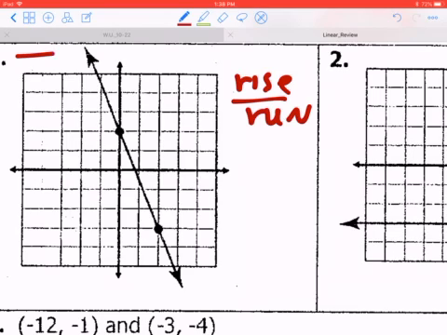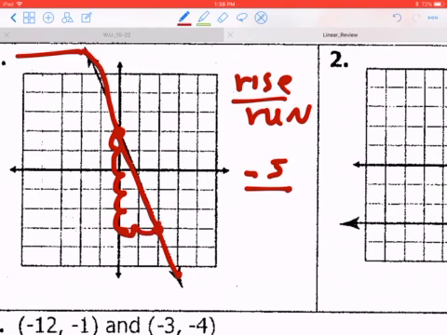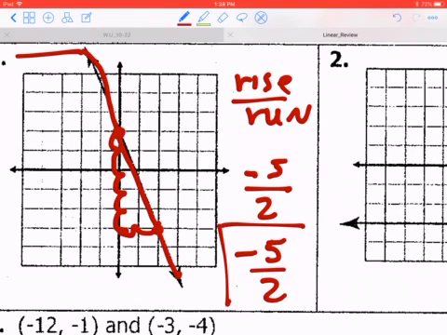In this case, this line is going down, so we're going to go from this point to this point, so it's going down 1, 2, 3, 4, 5. So negative 5 over 1, 2. So the slope is negative 5 over 2.